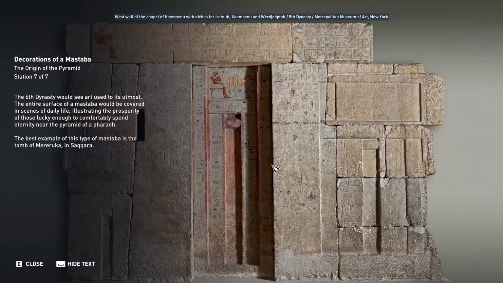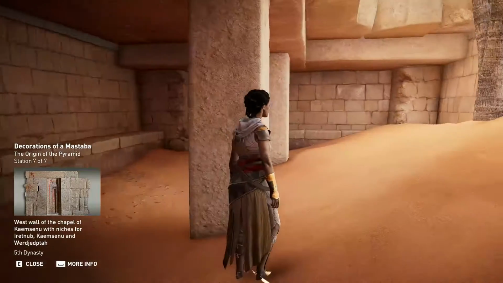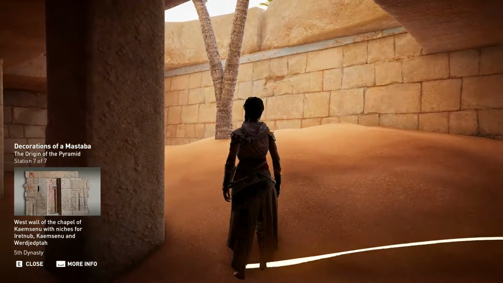The 6th dynasty would see art used to its utmost. The entire surface of a mastaba would be covered in scenes of daily life, illustrating the prosperity of those lucky enough to comfortably spend eternity near the pyramid of a pharaoh. The best example of this type of mastaba is the tomb of Mereruka in Saqqara.